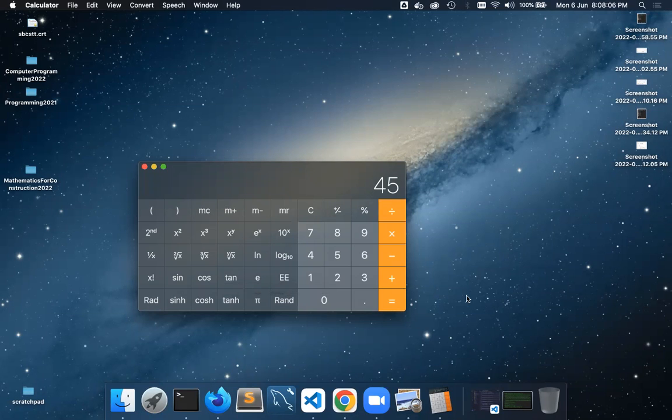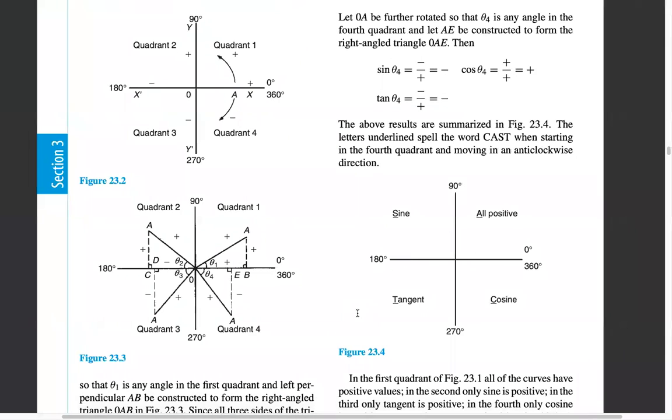Sine of 45 is positive 0.707, right? So the sine of 225 is the negative of that. And that's what we got for 945, the sine of that was negative. So you see how it oscillates, it repeats itself.